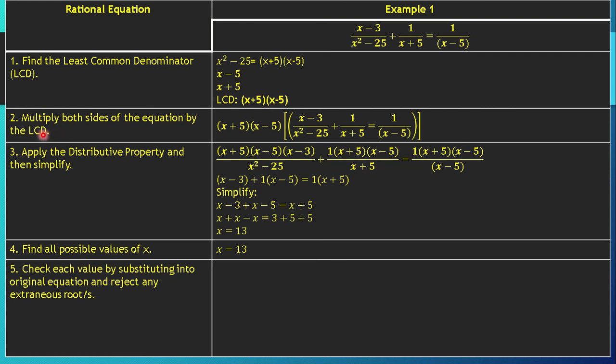Next, we're going to multiply both sides of the equation by the LCD. So ito po yung LCD natin, i-multiply natin dito sa buong equation. Third step is to apply the distributive property and then simplify.